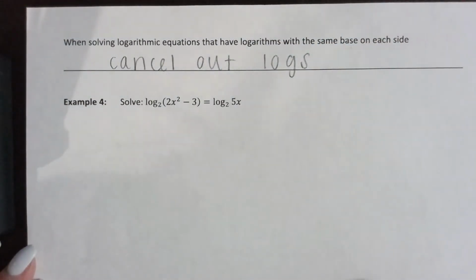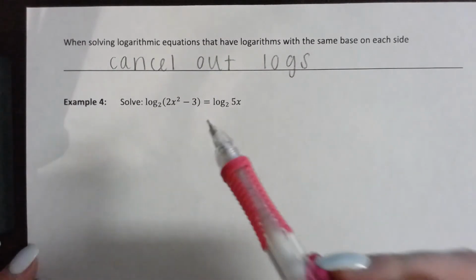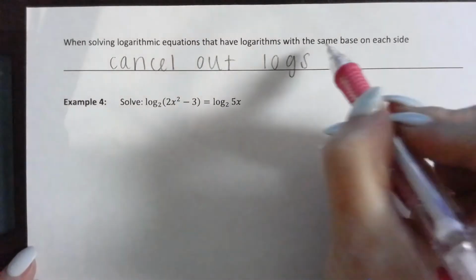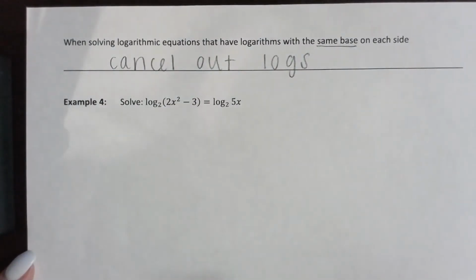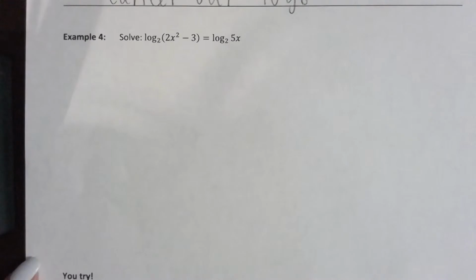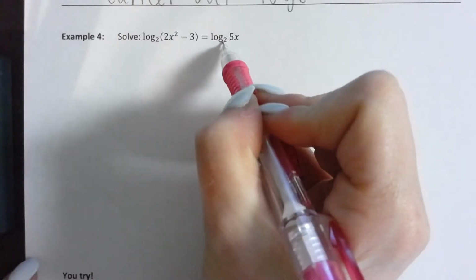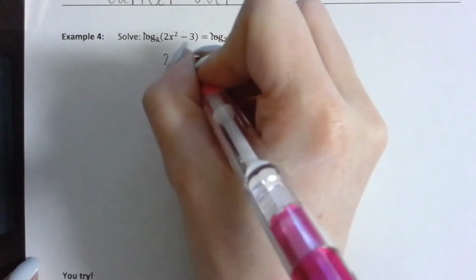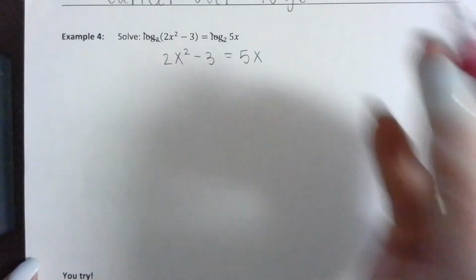Okay, it's important that you're paying attention and making sure there's only one log on each side, and they must have the same base. For example, in example 4 here, we have log base 2 of 2x squared minus 3 equals log base 2 of 5x. 1 log base 2 and 1 log base 2 allow me to cancel them out. I'm left then with 2x squared minus 3 equals 5x.